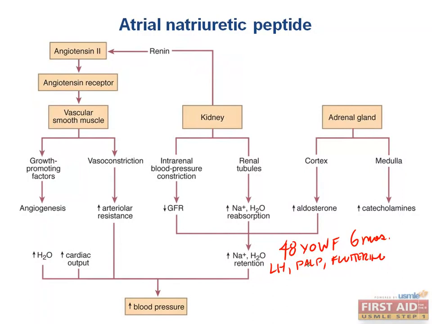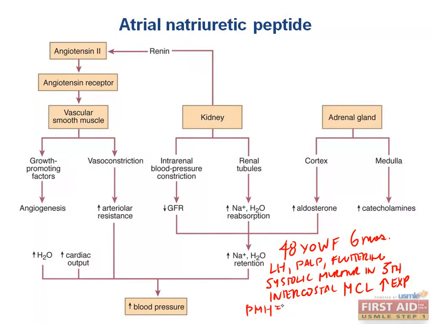Let's all remember that moment for a second. Her son heard a systolic murmur in the 5th intercostal space, somewhere around the mid-clavicular line, and it increased on expiration. Her past medical history, PMH, is significant for a long history of mitral valve prolapse.